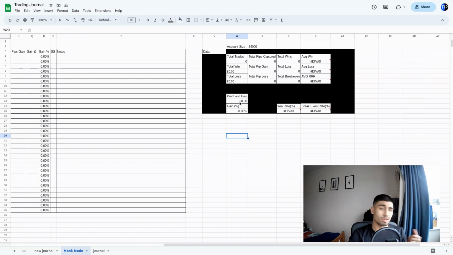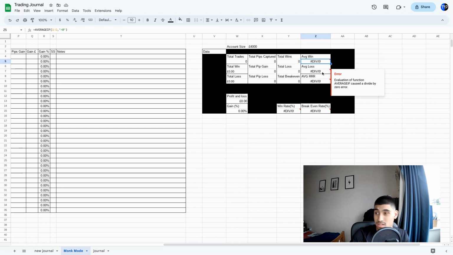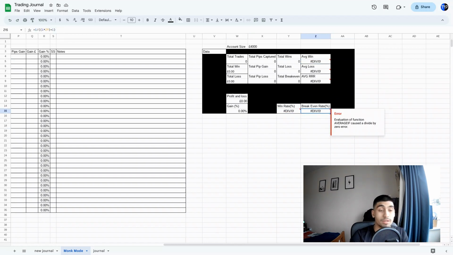So then it will tell me my overall profit and loss, and percentage wise as well. Total pips captured, gain, loss, whatever. And then we've got the total wins, losses, break even. And here we've got average win, average loss, average risk reward ratio. That's important. We've got win rate, that's good. And we've got break even rate, which is also important, I believe.